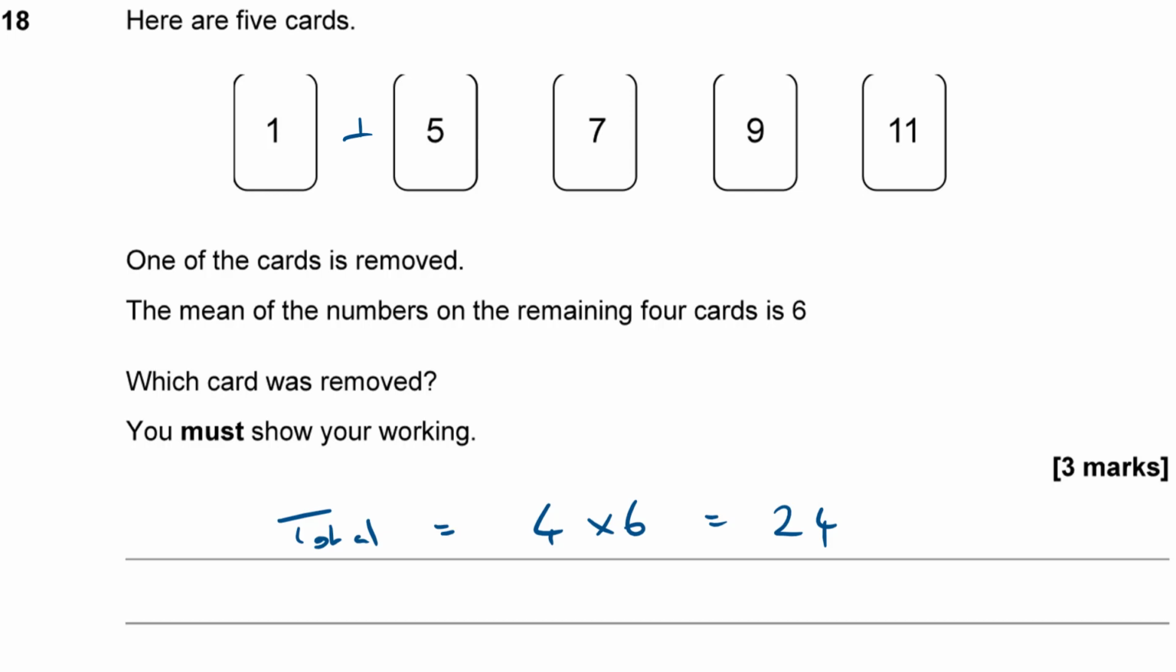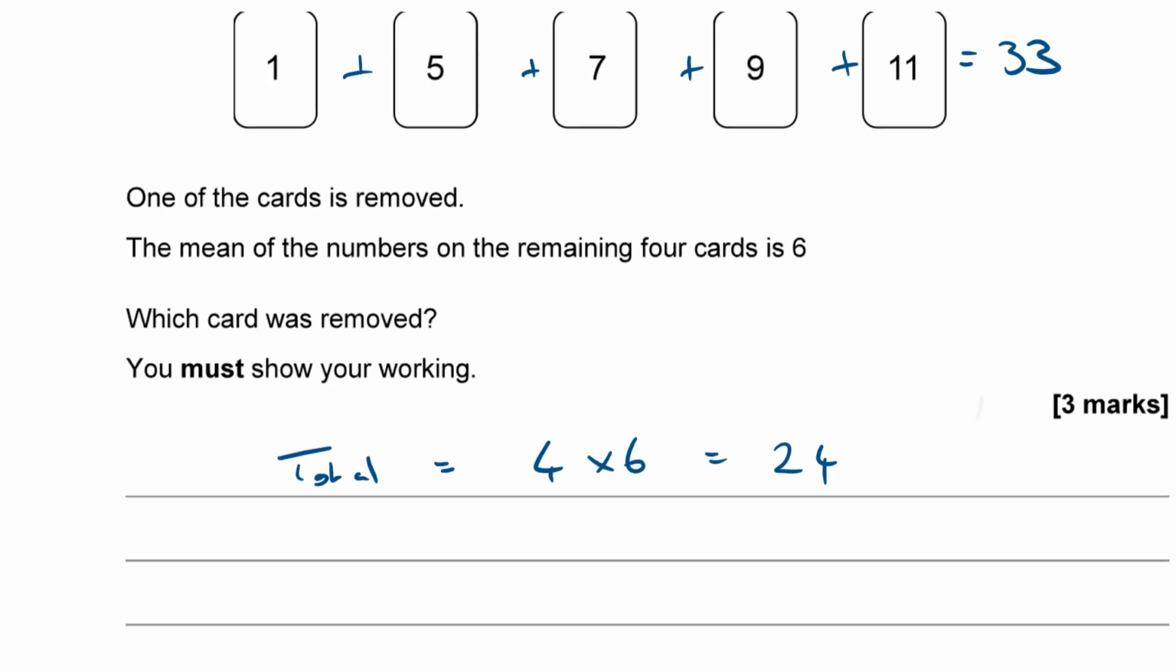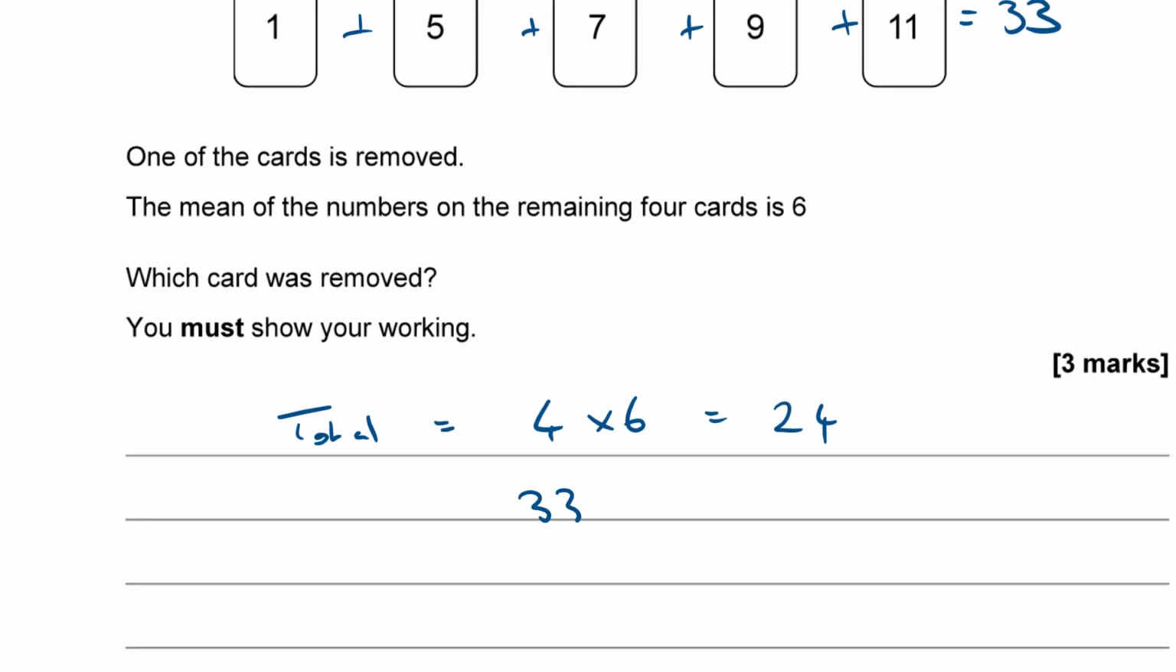Now currently those cards add up to, what do they add up to? 1 plus 5 is 6, plus 7 is 13, plus 9 is 22, plus 11, 32, 33. They add up to 33. So if I want to reduce them from 33 to 24, I need to subtract 9. Okay, so 33 subtract 24 is 9. So I need to remove the 9 card. The 9 was removed. Okay.